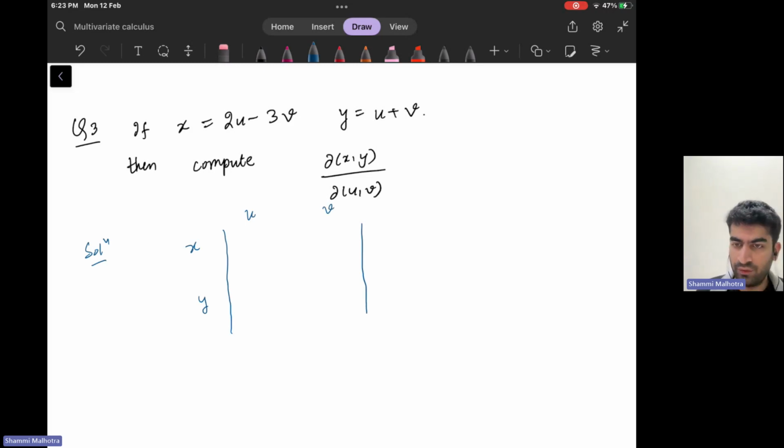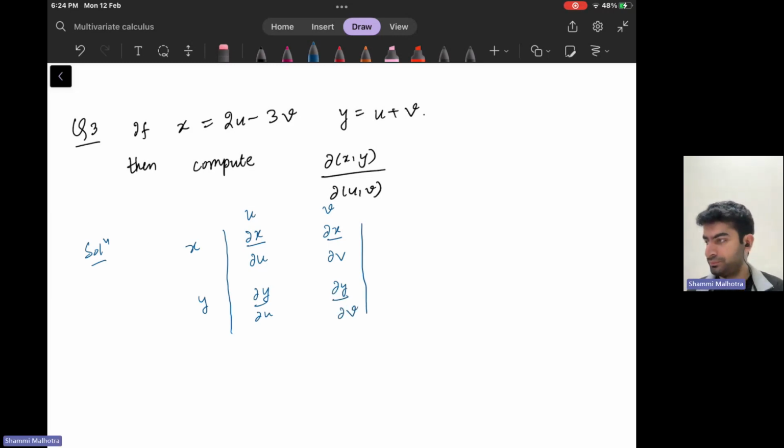So for this x and y, u and v, from the first row I have to differentiate the function x, and in the first row and first column, since u is there, I have to differentiate x with respect to u only. So here I will have del x by del u. Likewise, this will have del x by del v, and then del y by del u, del y by del v.